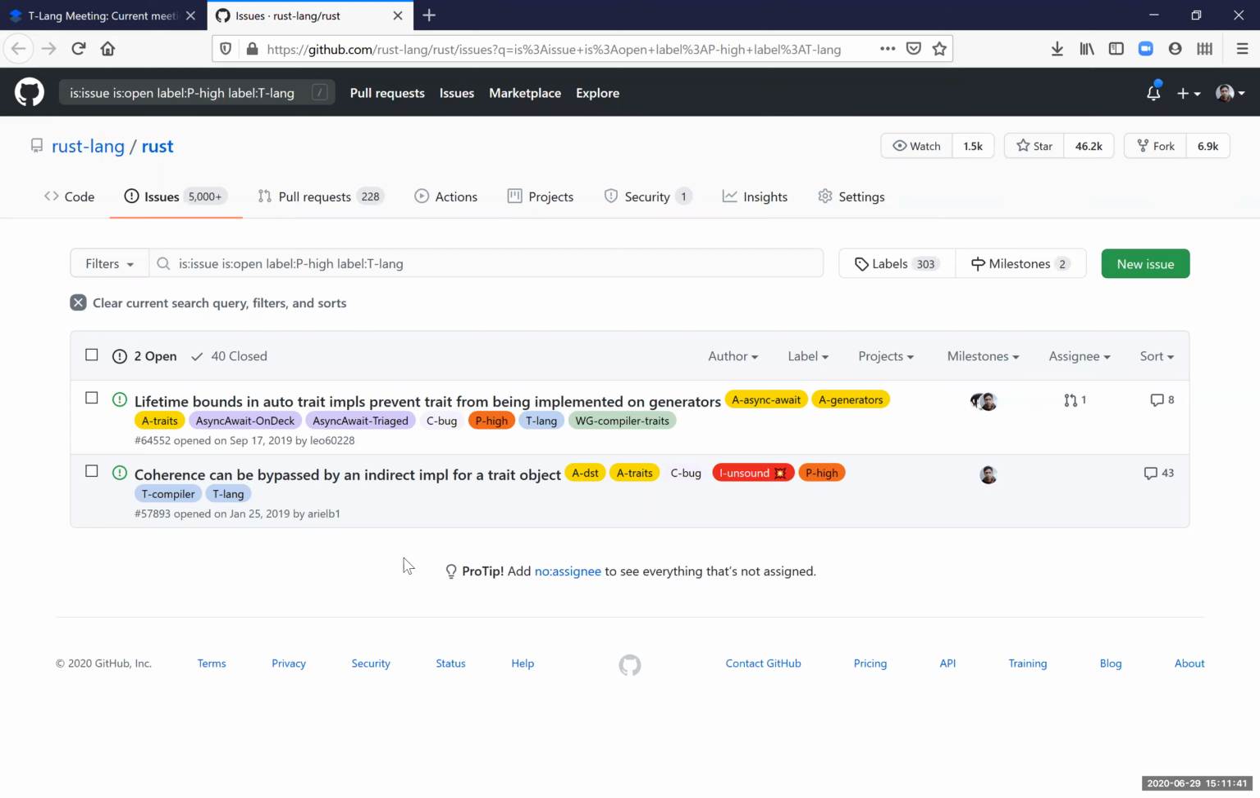These are both old and there's no updates on them. Moving on. Nominated PRs.